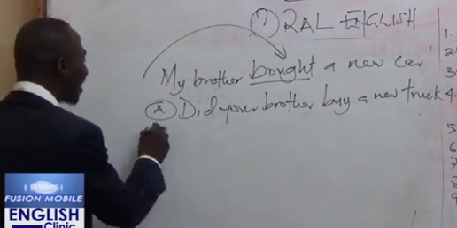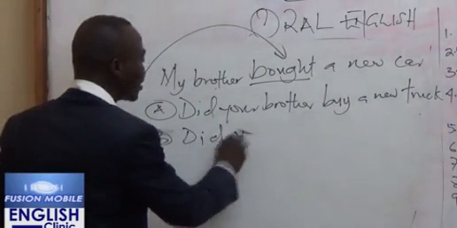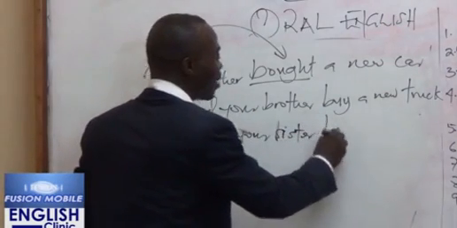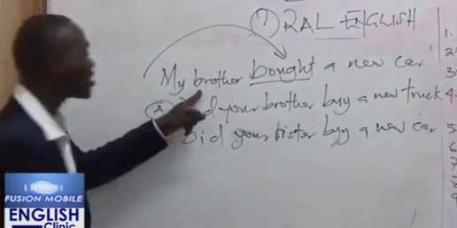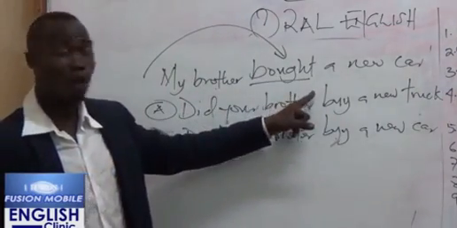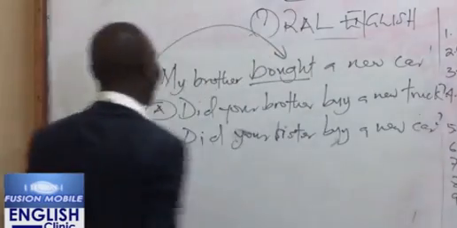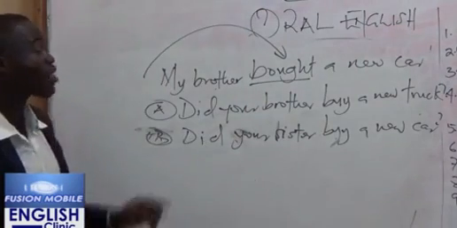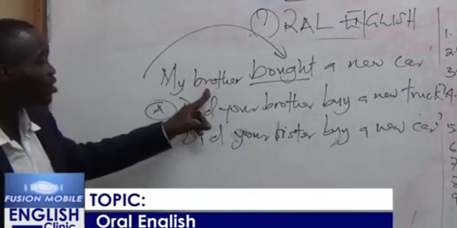Now, if I have another example, did your sister buy a new car? Remember, the emphasis is not on my brother, but the emphasis is on the word bought. So this cannot be the answer. Remember that there will be a question mark here, question mark there. Did your sister buy a new car? What I said was, my brother bought a new car, not my sister. So the focus was on my brother, so that cannot be the answer.